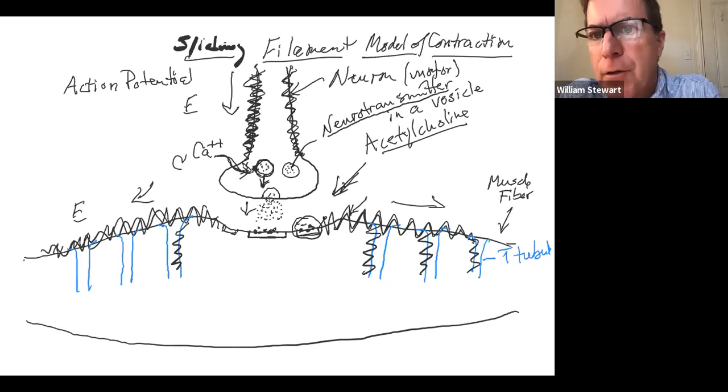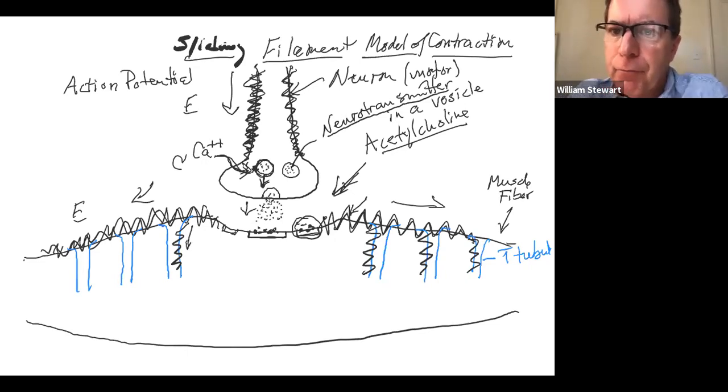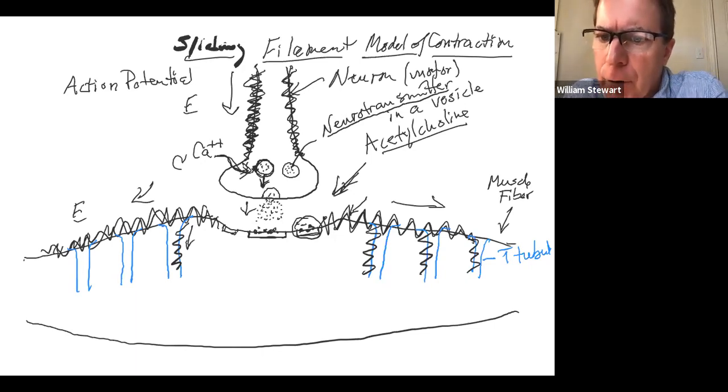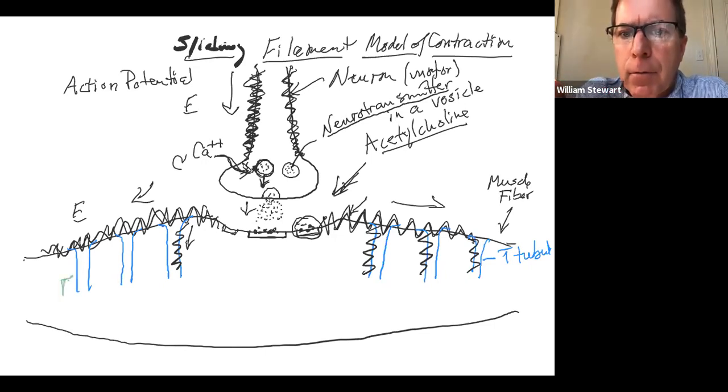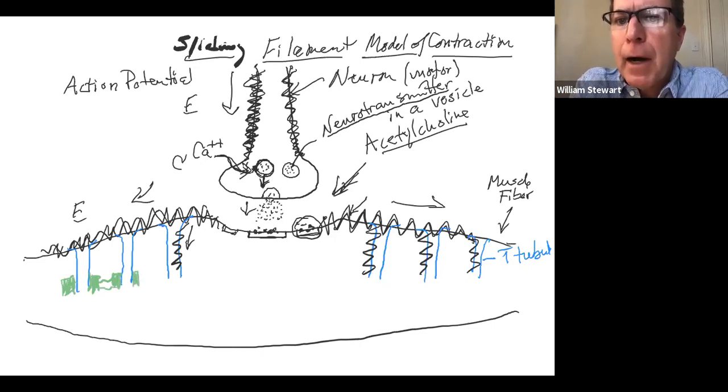When that action potential is guided inward, at the base of these T-tubules is another organelle. I'll use green. That's sort of wrapped around the base of the T-tubules, and they're all connected to each other. These big boxes that I'm drawing are called terminal cisternae of the sarcoplasmic reticulum. Everything in green is the sarcoplasmic reticulum.